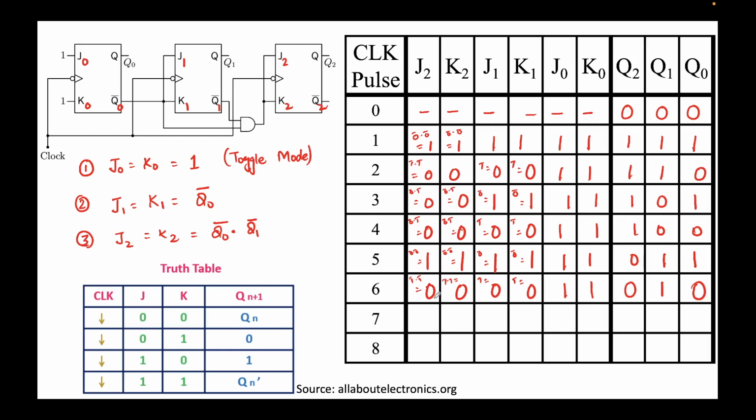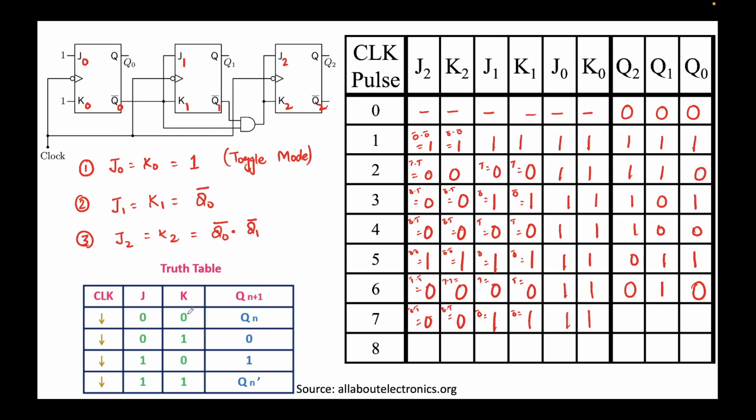Now to go on, again we need to populate the inputs. So J0 K0 is 1 1. J1 K1 is Q0 bar. Q0 is 0, so 0 bar is equal to 1. J2 K2 is nothing but Q0 bar times Q1 bar. So 0 bar dot 1 bar will turn out to be 0, because 1 dot 0 and here 1 dot 0. Okay, to find Q2, you find J2 K2.